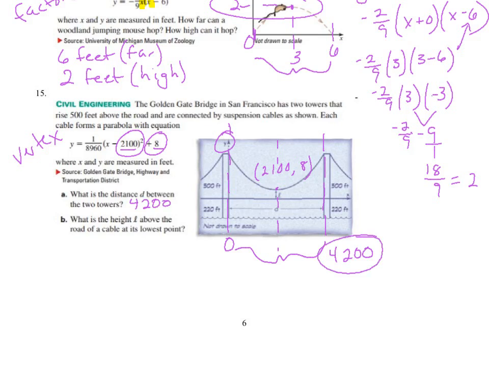It says, what is the height L above the road of a cable at its lowest point. It even draws it right here. So that L, I need to find that distance. Remembering that this is the x-axis right there, the distance from there up to the parabola is going to be the y value of the vertex. Because that point on there is the vertex, the distance is just 8. So it's 8 feet above. Ta-da!